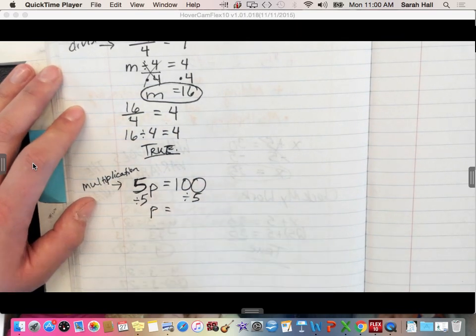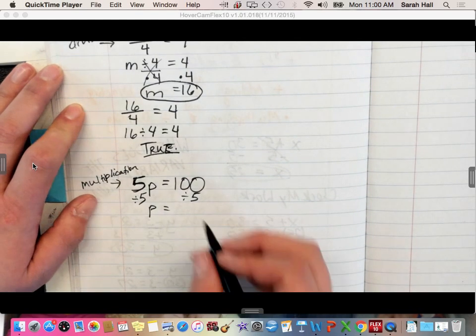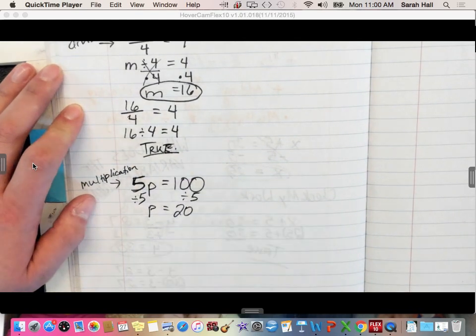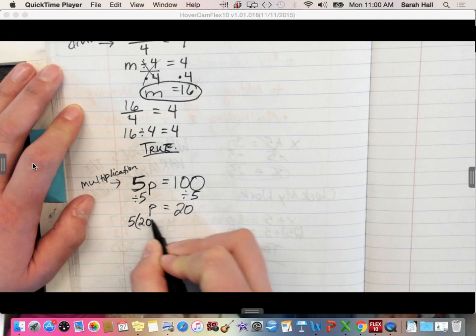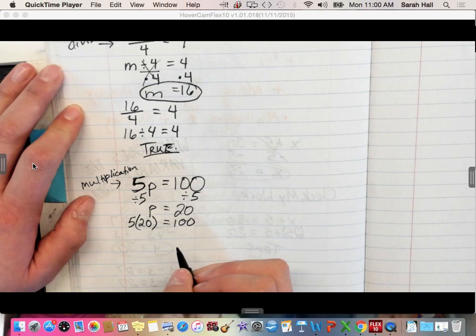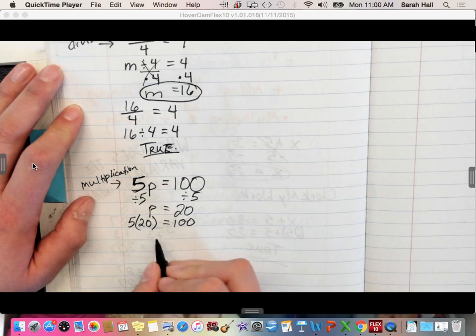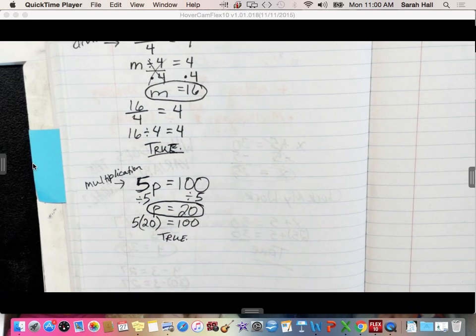And what is 100 divided by 5? 20. So P equals 20. And then I can check my work because I can say 5 times 20 equals 100. Is that true? Yes. 5 times 20 is 100. That is true. So I know that P for sure equals 20 in this case.